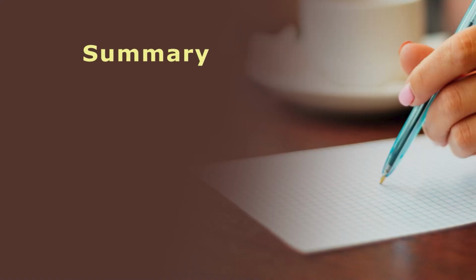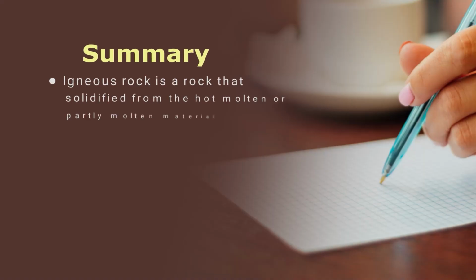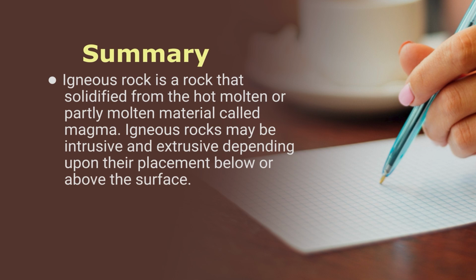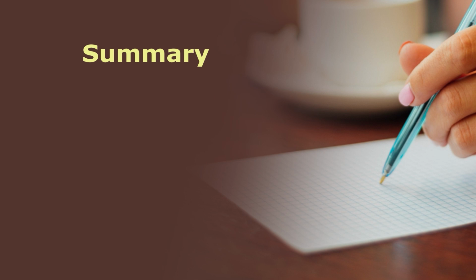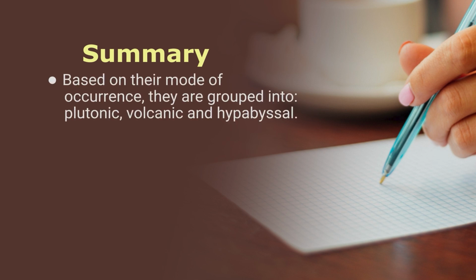Now, let me summarize quickly that igneous rock is a rock that has solidified from hot, molten or partially molten material called magma. Igneous rock may be intrusive or extrusive depending on whether it comes out onto the surface or gets consolidated below the surface. Based on the mode of occurrence, igneous rocks may be plutonic inside the earth, volcanic outside and hypabyssal intermediate.